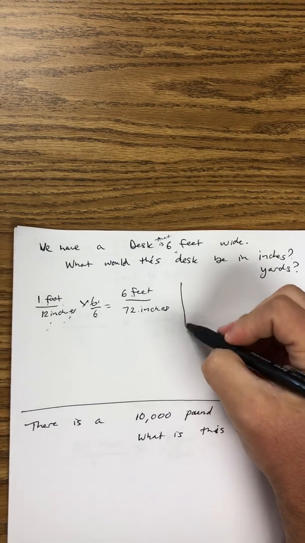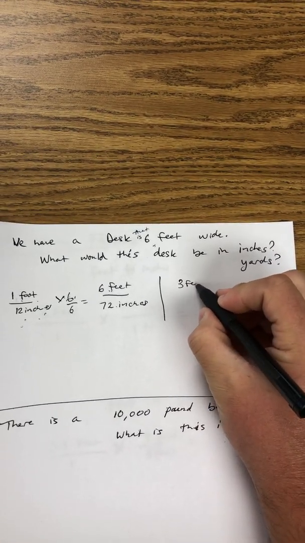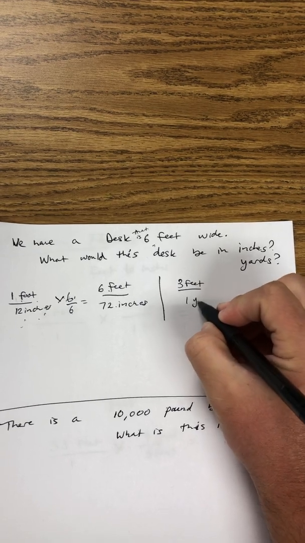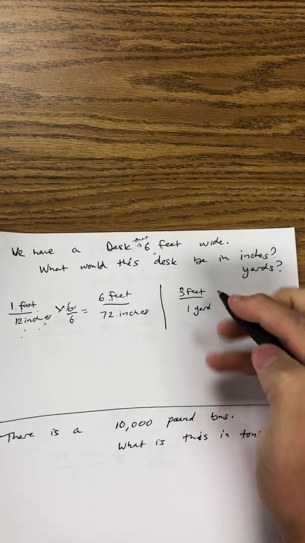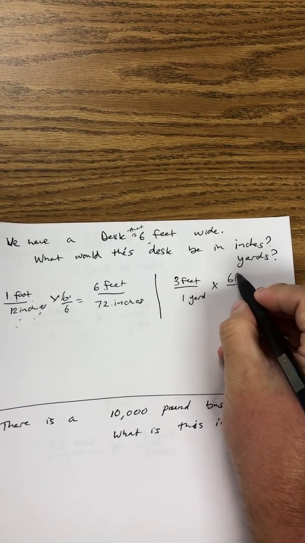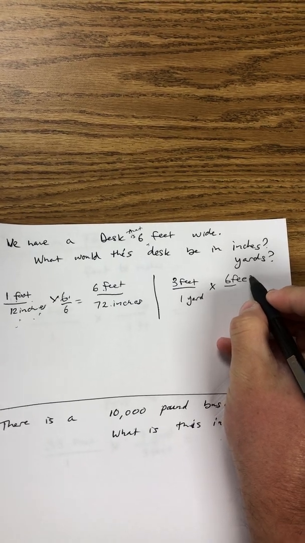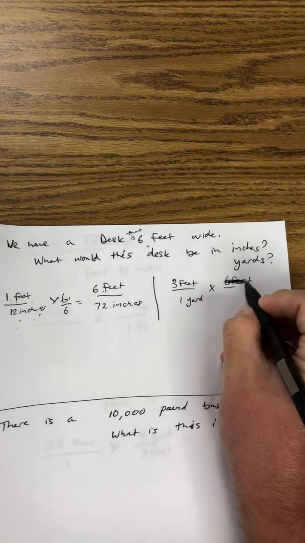Okay? If I do it in yards, I'd say 3 feet is equal to 1 yard. Well, now I have 6 feet, and I could think about this. I could say, what did I have to multiply to? I'll put this over here.